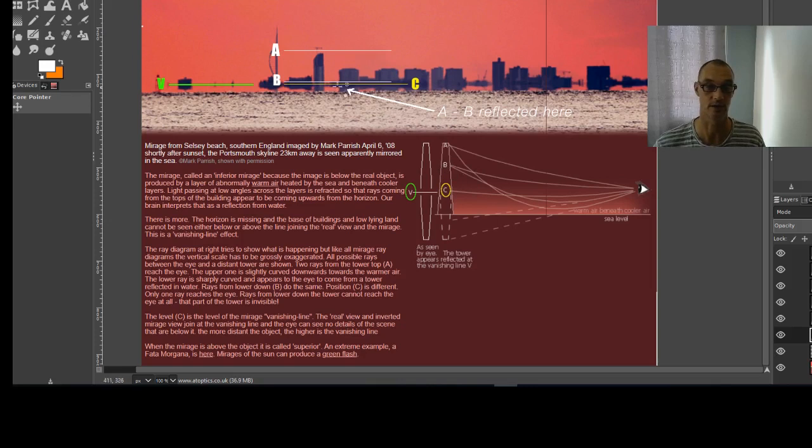So I just forgot to point out here that below this C line or vanishing line, what we have is A and B. This section here between A and B is being reflected here. That's what it appears to be doing. So here is a scientific explanation for what is being observed across a flat level surface.